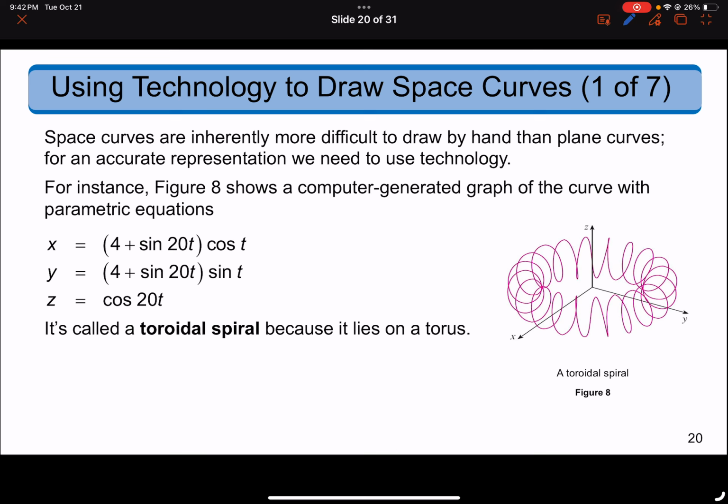For instance, figure 8 shows a computer-generated graph of the curve with the parametric equations x equal to (4 plus sine 20t) times cosine t, y equal to (4 plus sine 20t) times sine t, and z equal to cosine 20t. This is called a toroidal spiral because it lies on a torus.